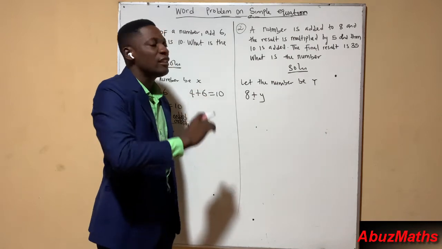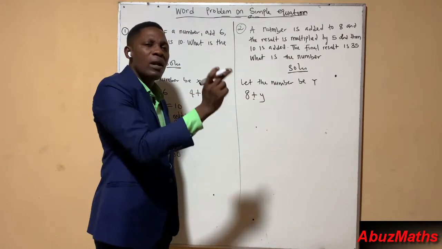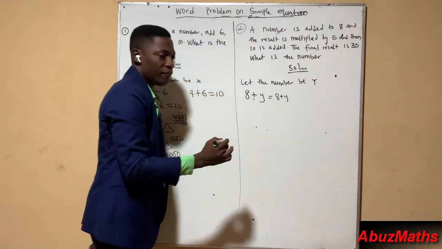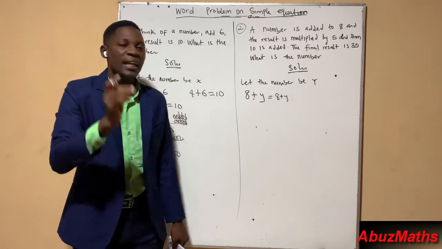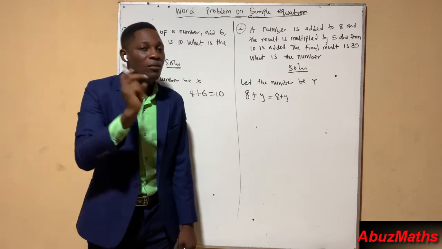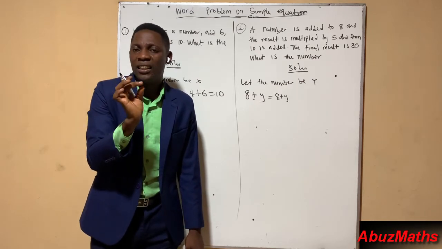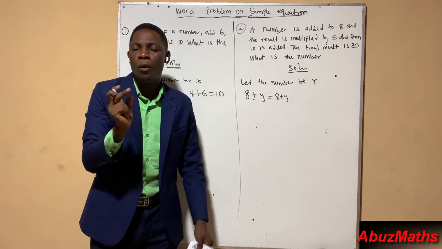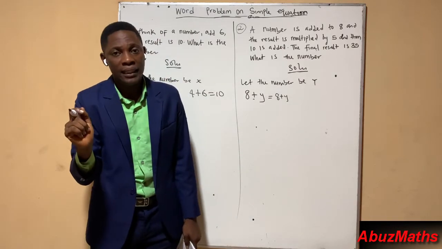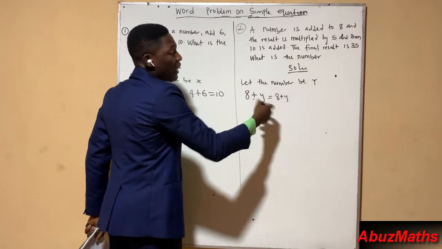And the result is multiplied by 5. Now if I add 8 to y, what will I get? The answer will also be 8 plus y. The reason is because 8 is a number and y is a letter, and a number and a letter cannot mix if they are added. The only condition where a number and letter can come together is when they are multiplied. Now, 8 plus y will give us 8 plus y as the answer.